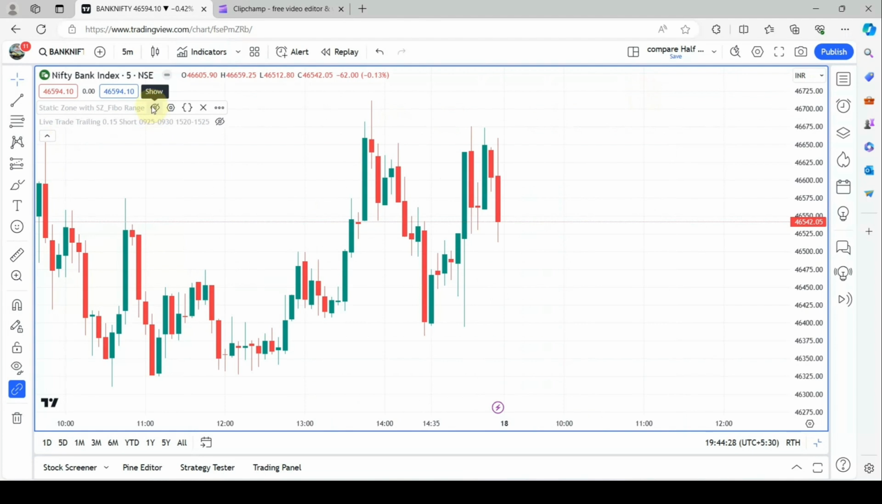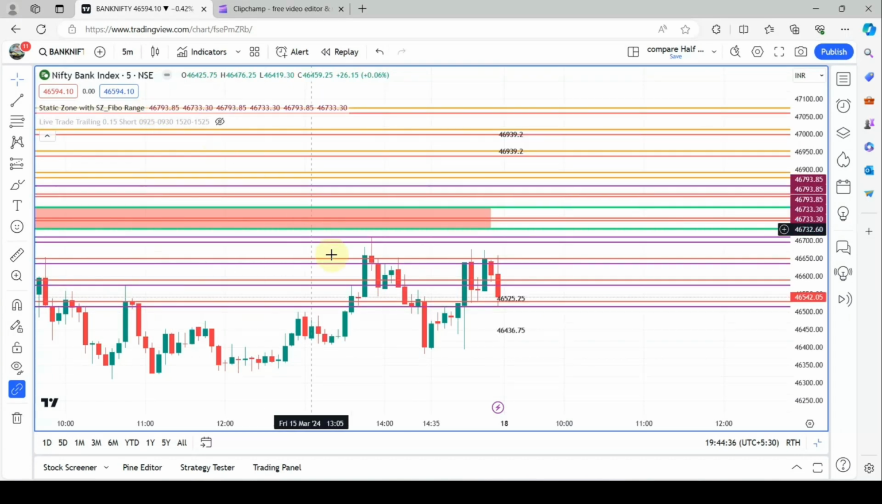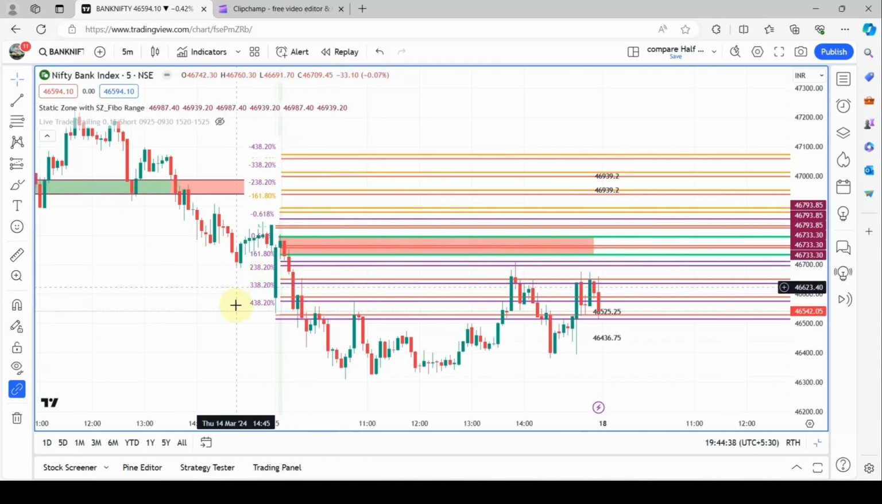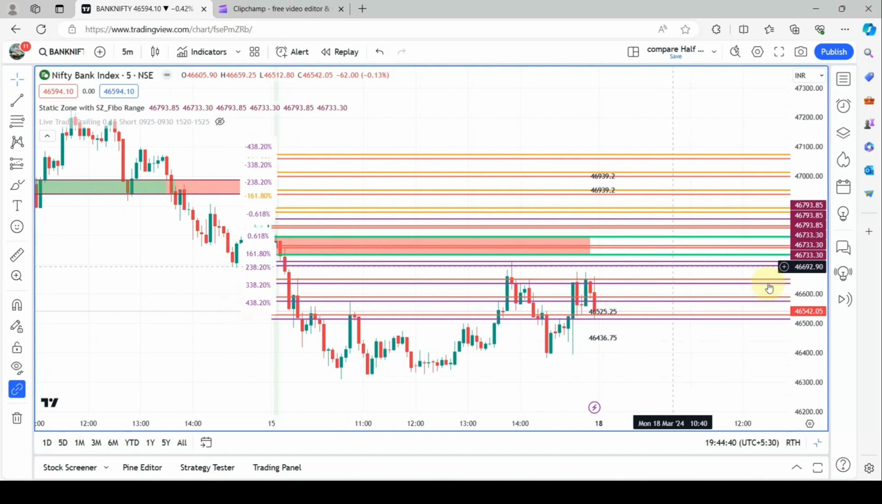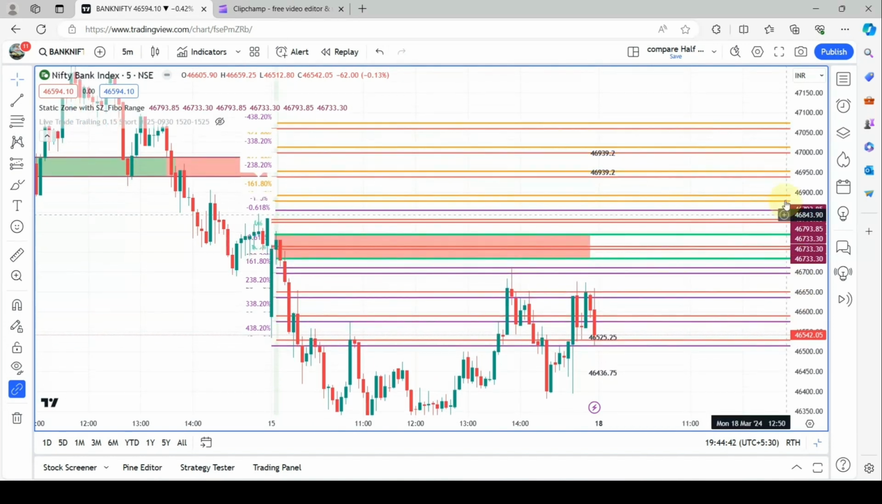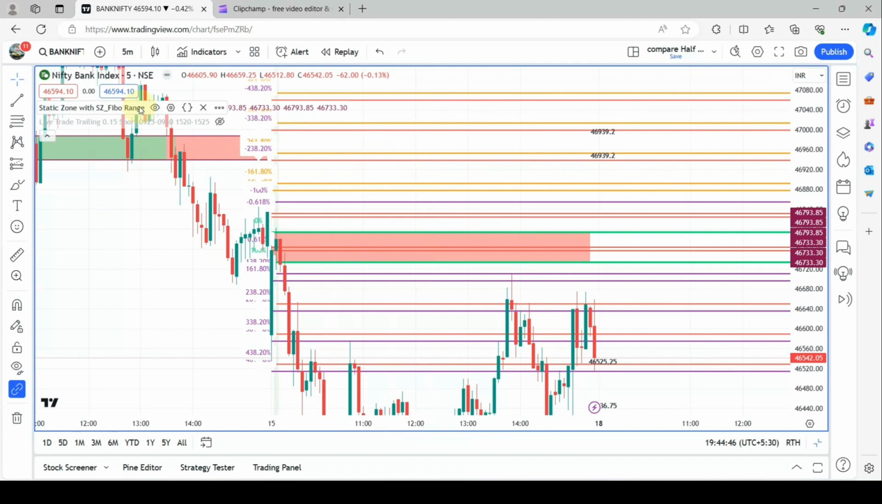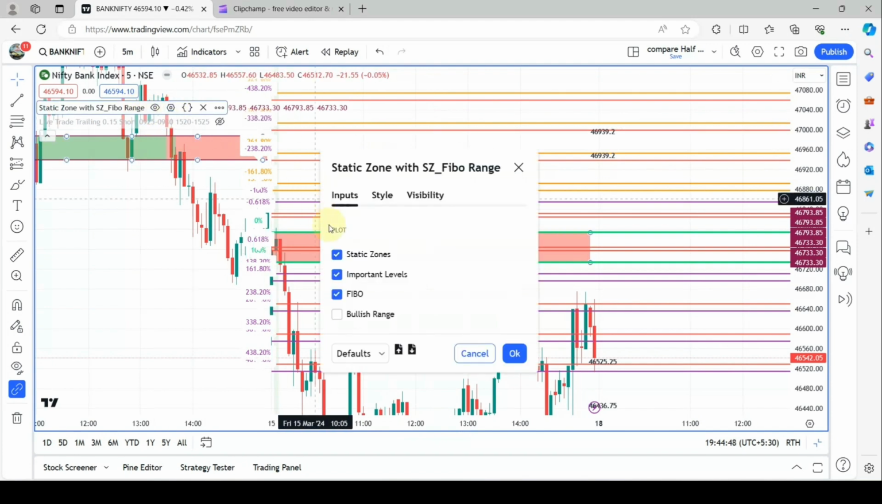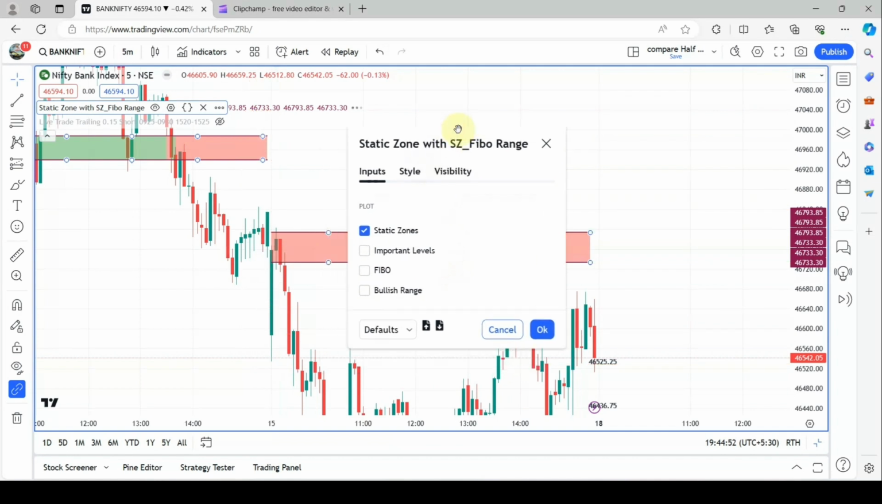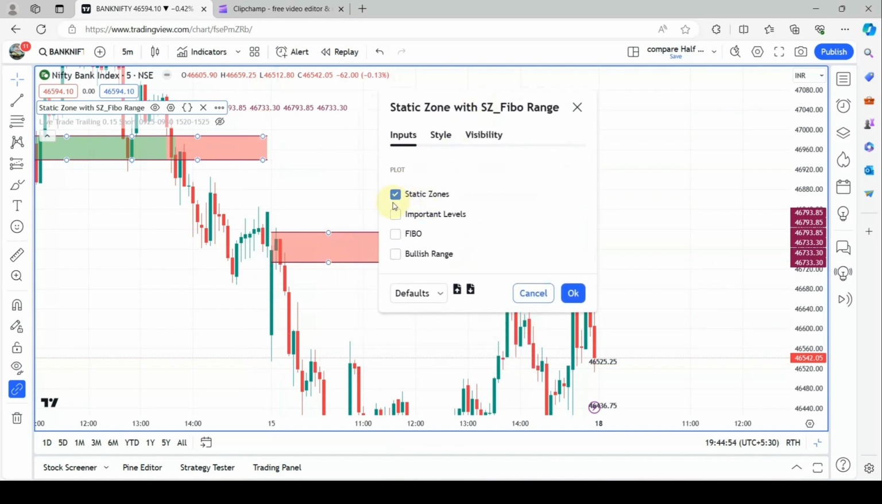I will be showing the indicator right now. The name of the indicator is Static Zone with Fibo Range. So now you can include the indicator, and you can see it right now. This indicator consists of many levels included with it. I will be showing step by step what all the zones as well as levels are included with this indicator. As a basic step, I am going to enable the settings of this indicator.